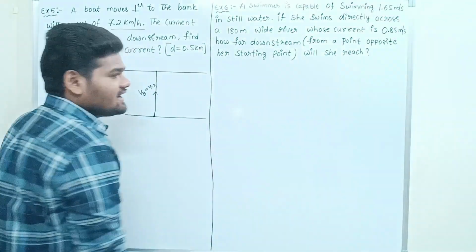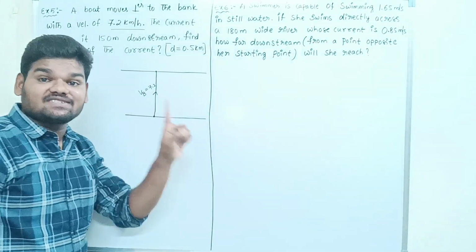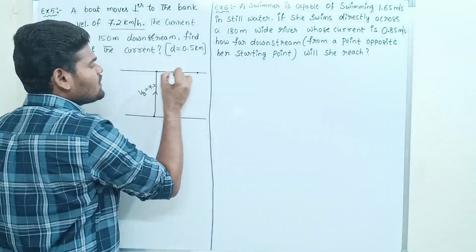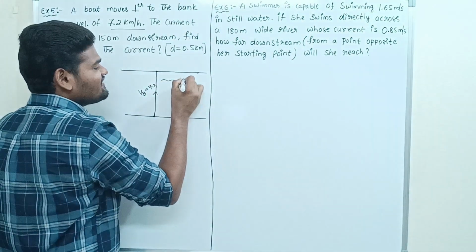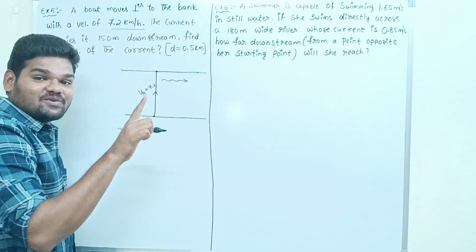In river and boat problems, I explained that. What is the meaning of downstream? It is the distance traveled by the boat in the direction of river flow. In the direction of river flow, it is called downstream.